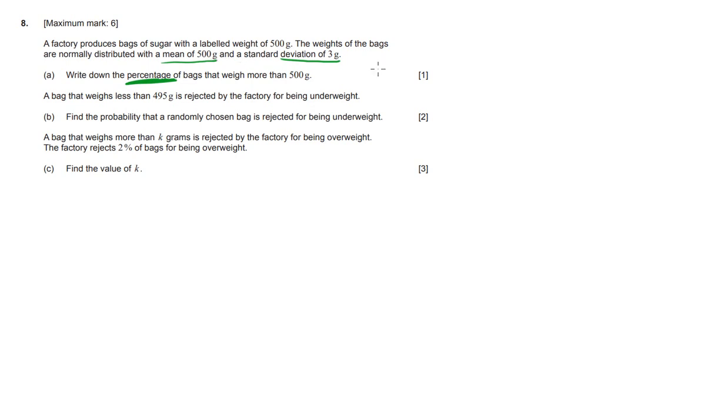So if the mean is 500 grams, not that you have to write this, but if we have our little normal curve here, sorry, that's not beautiful. Our mean right here is 500. So what percentage of the bags weigh more than 500? That's the top half. That's the bottom half. So this, for part A, is simply going to be 50%.